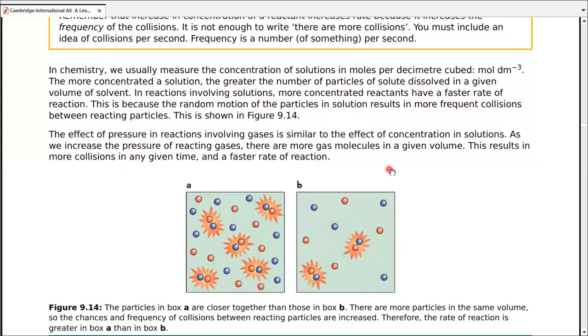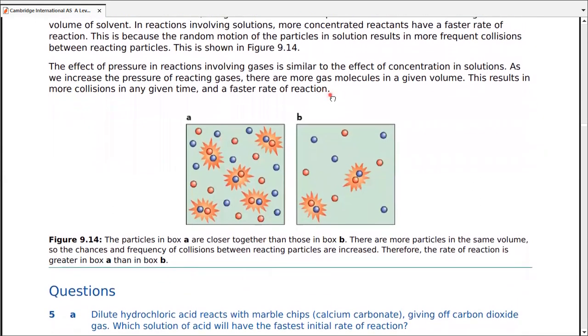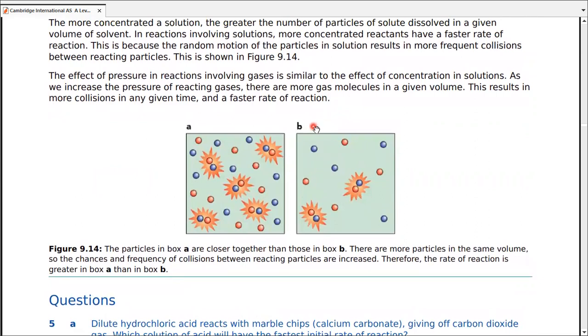Now moving ahead, of course, we can define concentration or temperature or catalyst changes, all of those which we have been discussing, in terms of frequency of collisions or collision theory. Starting off with concentration, we measure the concentration of solution in mole per decimeter cube. So the more concentrated the solution, the greater the number of solute particles dissolved in a specific volume of solution. So more concentrated reactions have a faster rate of reaction. That's because the random motion of particles results in more frequent collisions. Since there are more particles, definitely there should be more collisions. So the frequency of collision increases.